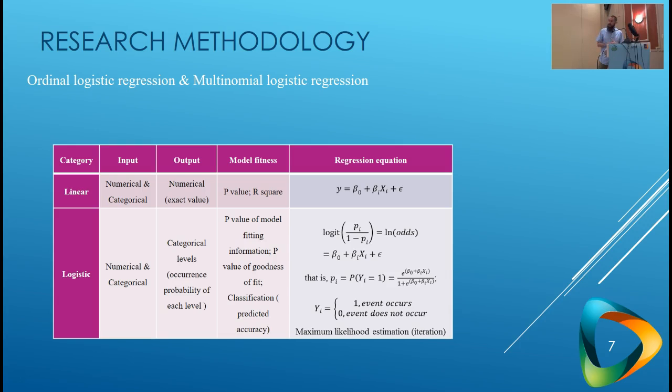And so we ended up using ordinal logistic regression and multinomial logistic regression. The difference between those two is that whereas regular linear regression that we're usually familiar with predicts a value, 2.2 inches, whatever.